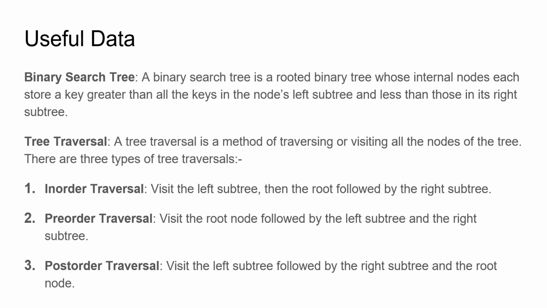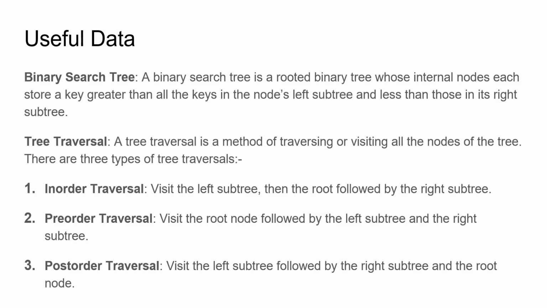Number one is in-order traversal, which means we visit the left subtree, then the root, followed by the right subtree. Pre-order traversal is we visit the root node first, followed by the left subtree and the right subtree. Post-order traversal is we visit the left subtree, followed by the right subtree and then the root node at last.